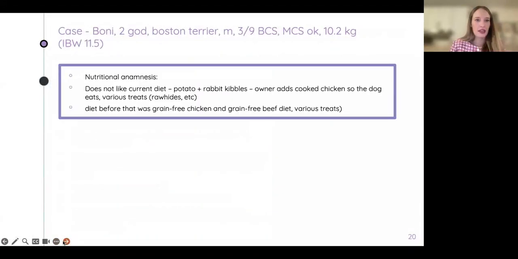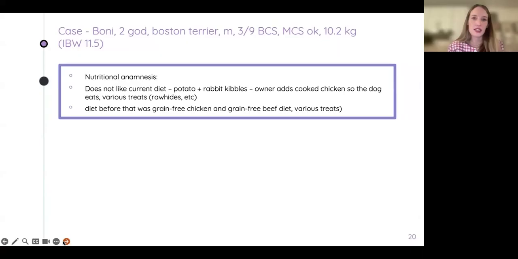And then, when it comes to the nutritional anamnesis of this dog, Bonnie, as I mentioned, doesn't really like the current diet. The owner selected the potato rabbit kibbles, which the label says are a hypoallergenic, grain-free diet. And then because the dog is not eating, he adds additional chicken. And then Bonnie also eats various treats. And the diet before was a grain-free chicken and grain-free beef diet and various treats.